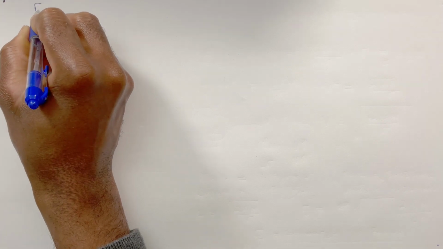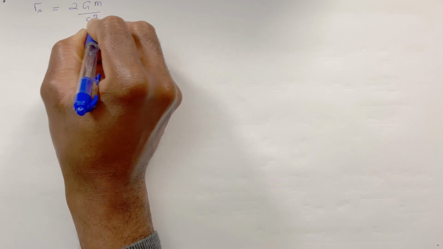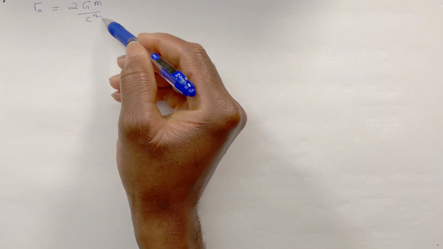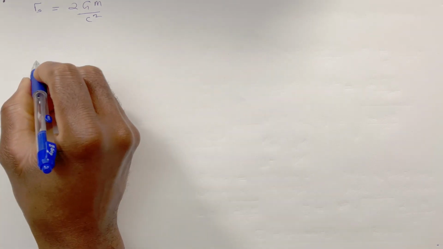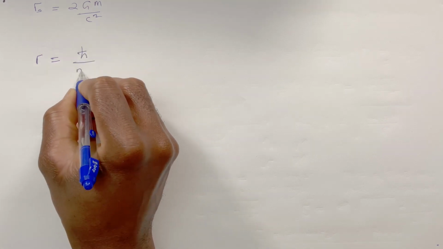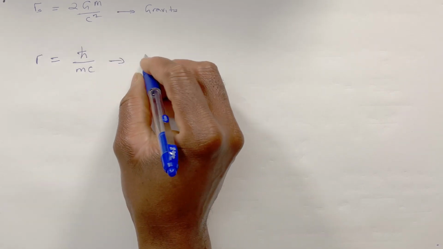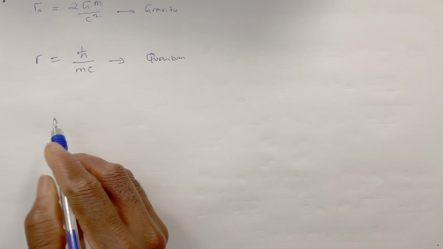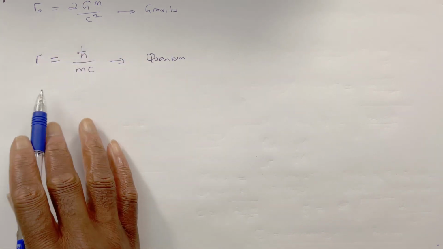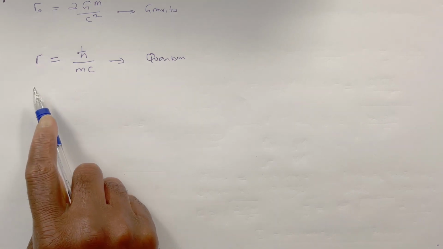In order to find the radius, we write down the Schwarzschild radius, which is 2 big G m over c squared, and this is from gravity. We can also write r as h bar over mc, and this is from the uncertainty principle, which is quantum. If we compare the two together, we can find the radius that we need, and also the mass. Let's find the radius first.